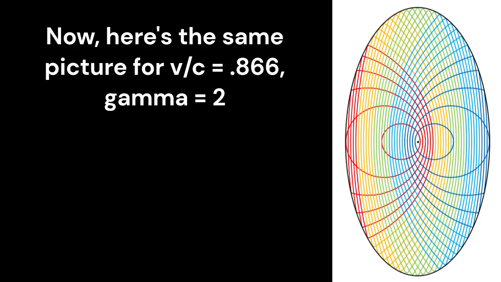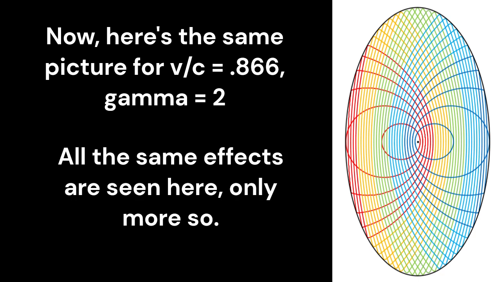Now here's the same picture for V over C equals 0.866 or gamma equals 2. Everything's the same as the other picture, just more so. Notice the ellipse is now twice as tall as it is wide, and the forward moving bugs go through red, yellow, green, blue, 28 steps to get to the front edge, and then just 2 steps to get back.